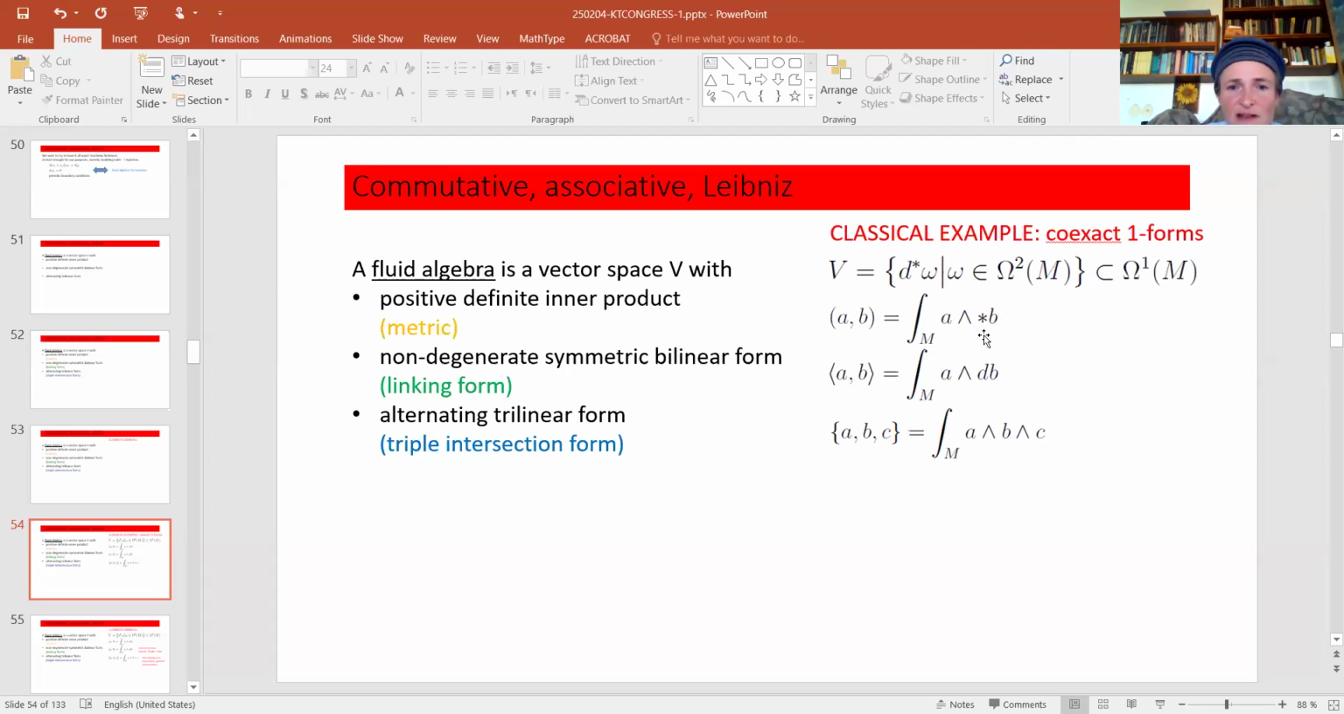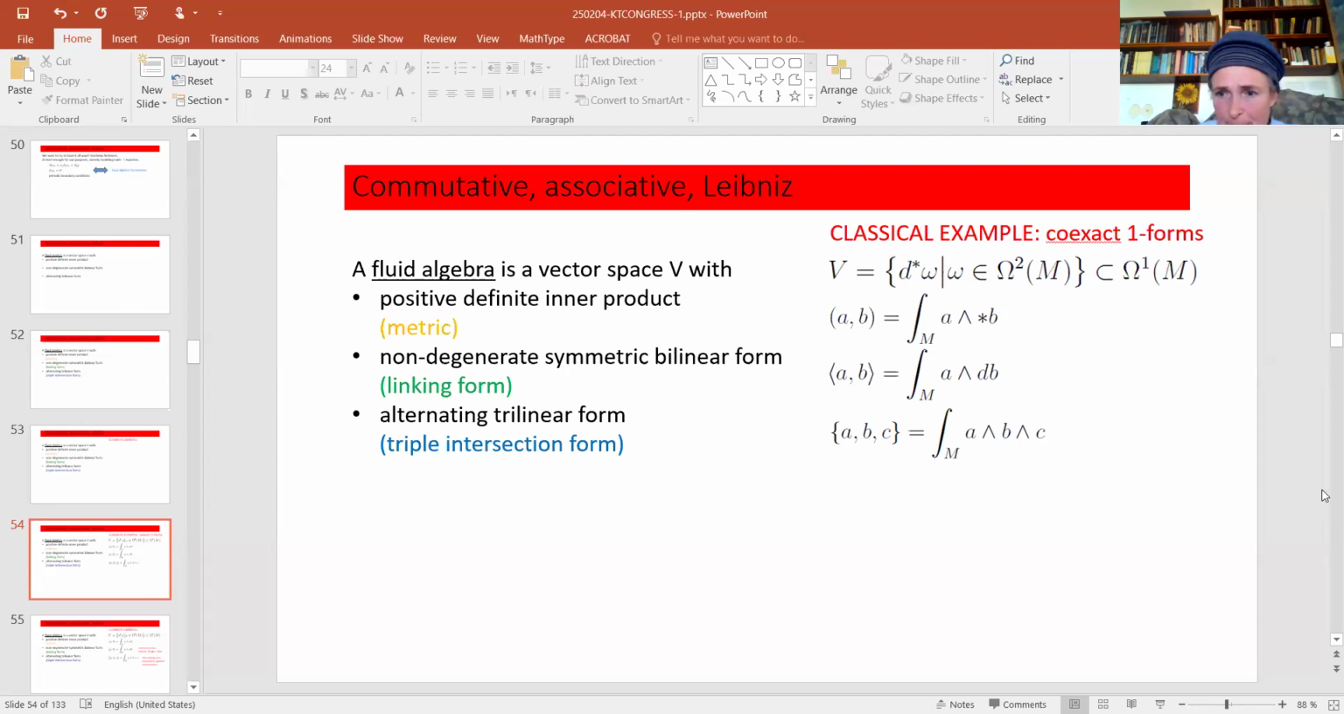Okay, and finally we have the positive definite inner product, which is this. Now, actually you will find, as we've defined it, that this will be degenerate. In order to make it non-degenerate, you need to restrict to co-exact one forms. So that's what we have here. And then it will be non-degenerate, and that's the archetypal example of a fluid algebra, infinite dimensional.